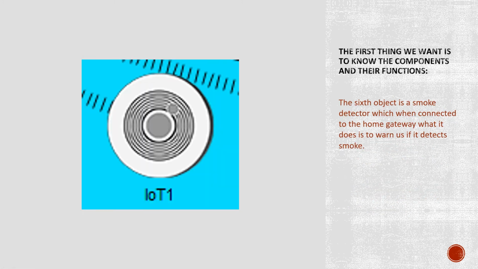The sixth object is a smoke detector, which we connect to the home gateway. What it does is warn us if it detects smoke. This is the symbol of the object inside the program.